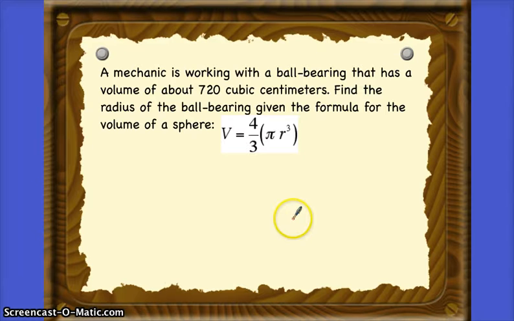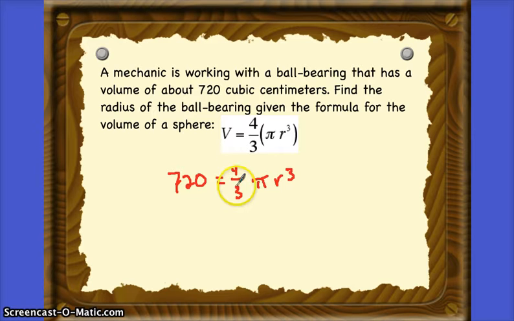Last thing for you is just an example where you may see something like this. Again, any equation that involves a power means we could involve some roots. So a mechanic is working with a ball bearing that has a volume of 720 cubic centimeters. Find the radius of the ball bearing given the formula for the volume of a sphere. So if we know that our volume is 720, we can plug that in for the volume, and we just need to figure out what r is.